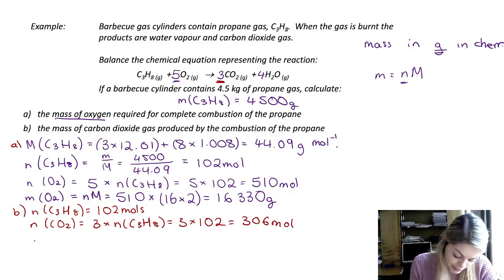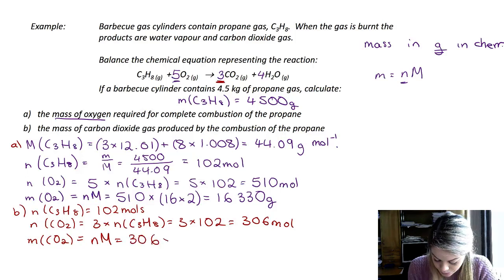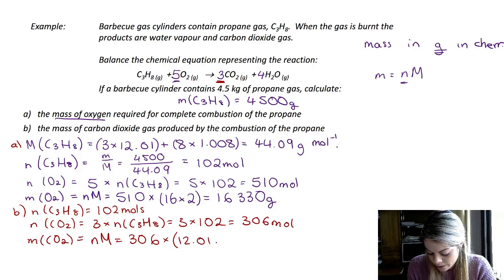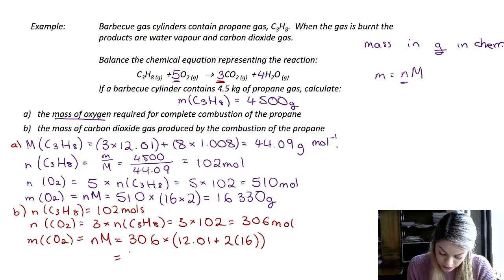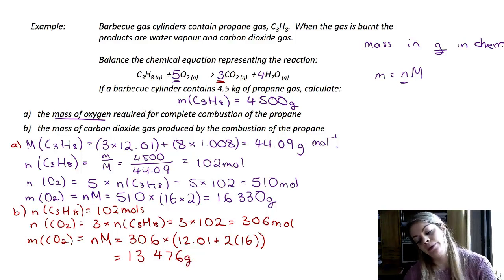Now, the mass of carbon dioxide is the last thing here, and that is the number of moles times by the molar mass. So the number of moles is 306. The molar mass of carbon dioxide is going to be 1 carbon plus 2 oxygens, and that gives me 13,476 grams of oxygen. And that's the last example in your book.